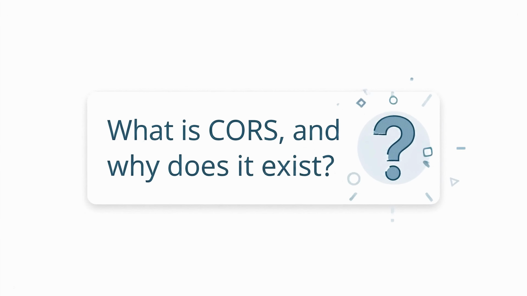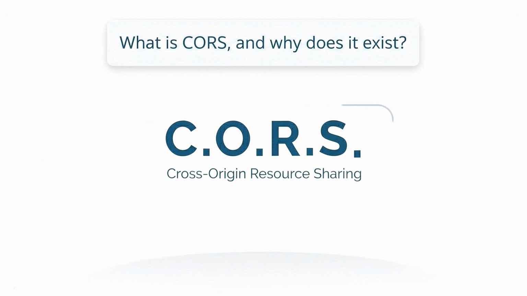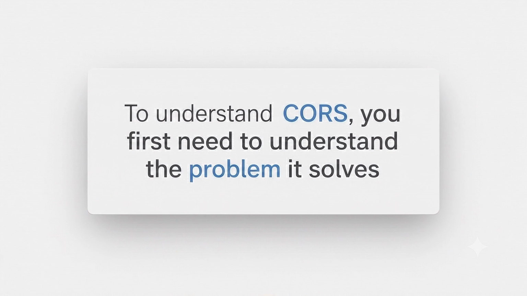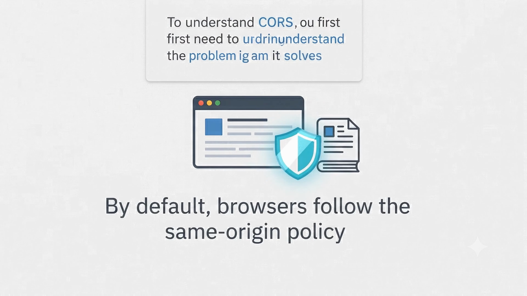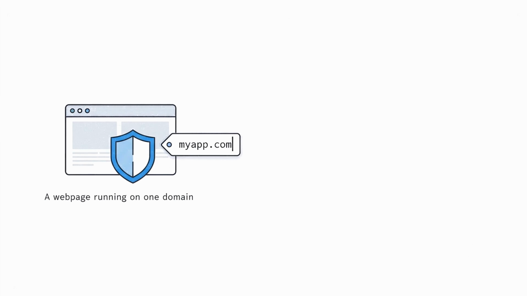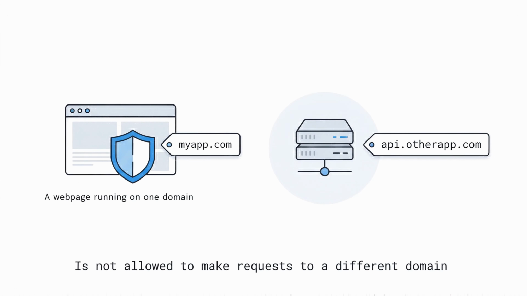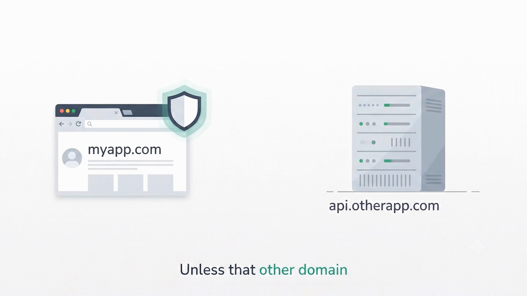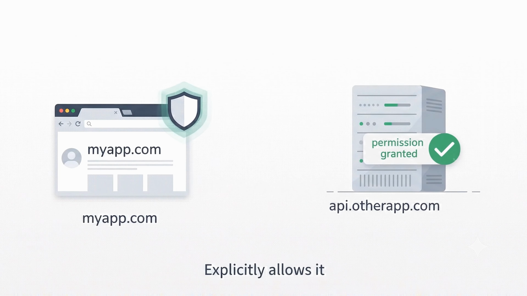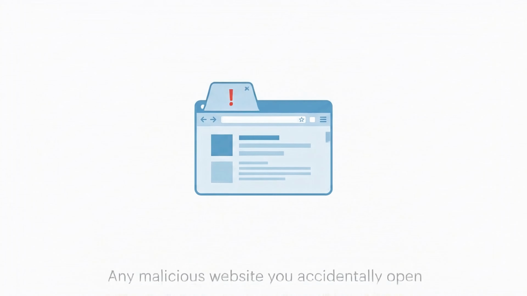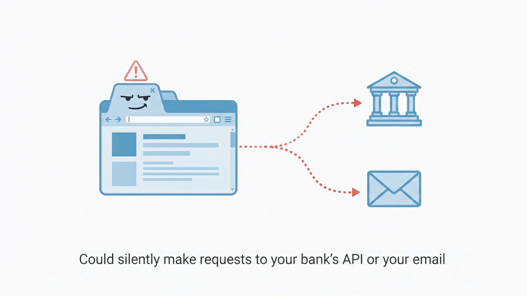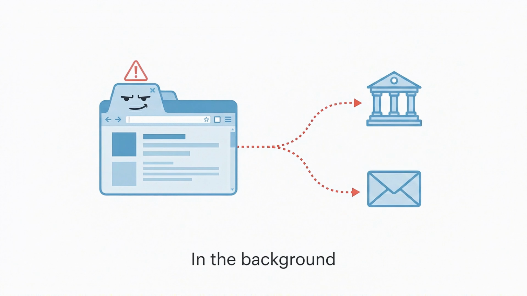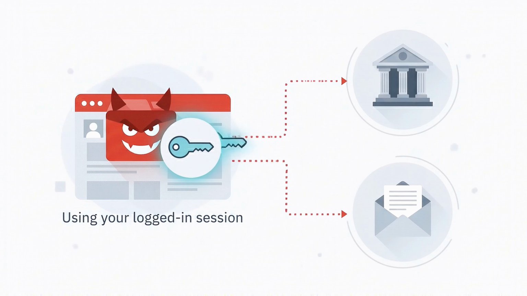What is CORS and why does it exist? CORS stands for Cross-Origin Resource Sharing. To understand CORS, you first need to understand the problem it solved. By default, browsers follow something called the same-origin policy. This means a web page running on one domain, say myapp.com, is not allowed to make requests to a different domain, say api.otherapp.com, unless that other domain explicitly allows it. This restriction exists purely for security. Without it, any malicious website you accidentally open could silently make requests to your bank API or your email in the background, using your logged-in session without your knowledge.